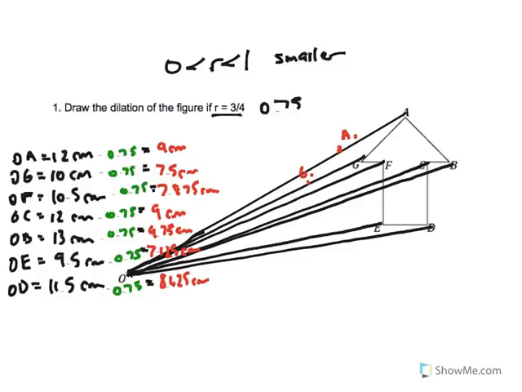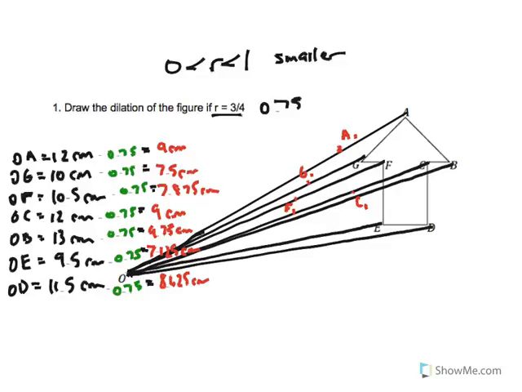F is the next one. It's 7.875. Over here. And C is right here. C was 9 centimeters. Remember, you're going to have different numbers because I copy and pasted this figure, so I blew it up. You're going to have different sizes of your sides.